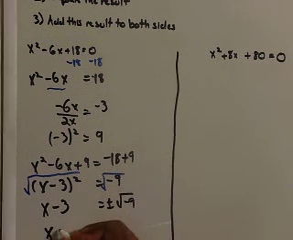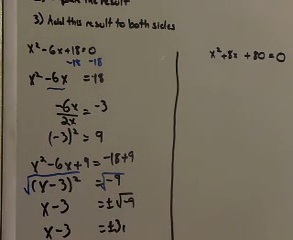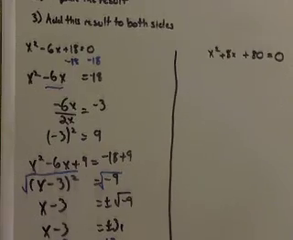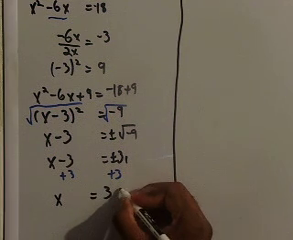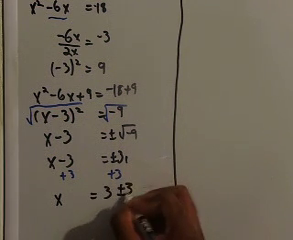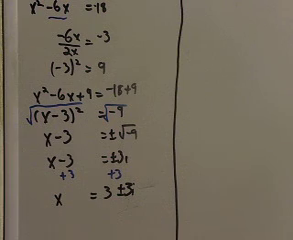So I have x minus 3 is equal to plus and minus 3i, and now I'm going to add 3 to both sides. Okay. And so that final answer will be what? That final answer will be x is equal to 3 plus and minus 3i. Okay. Let's take a look at another one.